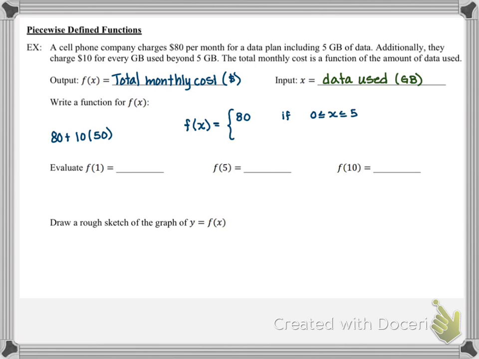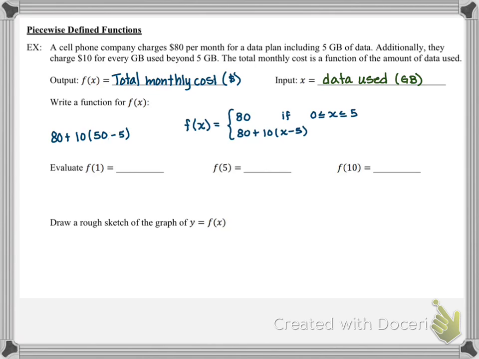Yeah, so we only want to multiply 10 by the number of gigabytes beyond that first 5, right? Because we don't want to pay twice for the first 5. So we're multiplying 10, in this case, by 45 if we use a total of 50 gigabytes. Does that make sense? So we would do our original $80 plus 10 times, whoops, not 50, x minus 5.